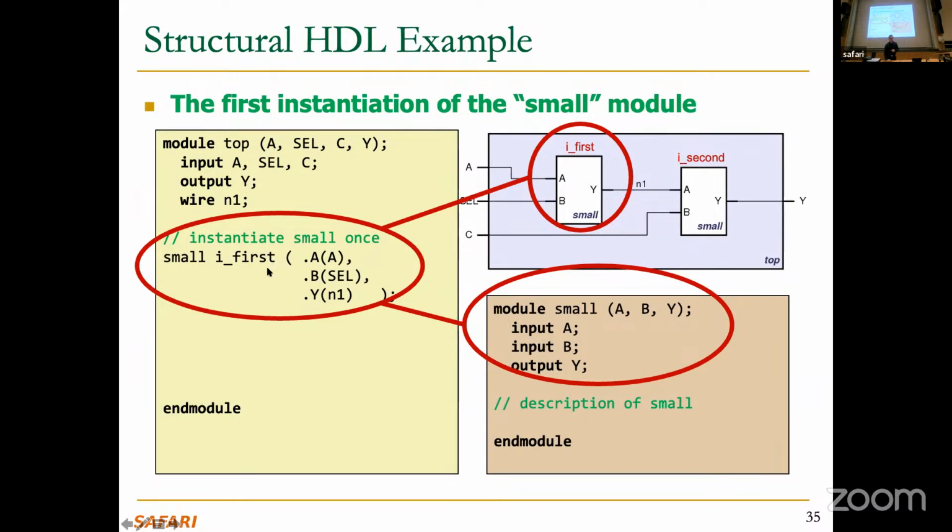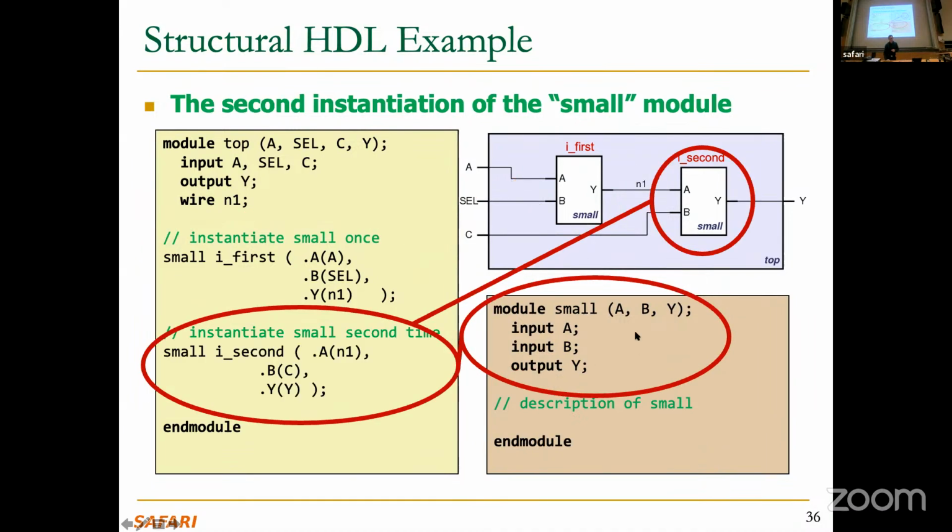Basically, you instantiate the small ones. You say small, then the instance name first, because small is the name of the module. And you can say that basically the input A of the small module is connected to the input A coming from the top-level module. Input B is connected to B coming from the top-level module. And output Y of the small module is connected to wire N1. As you can see, that's the case. Basically, every wire needs to be named.